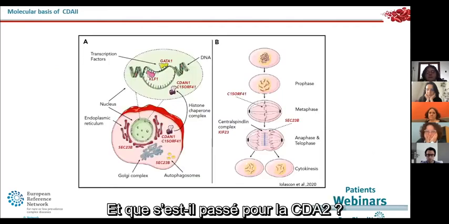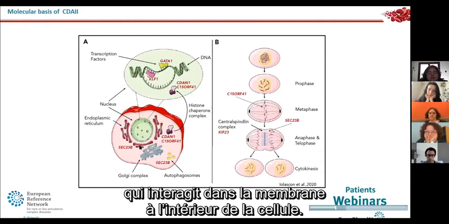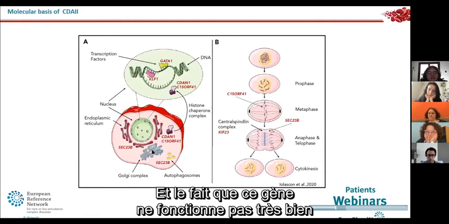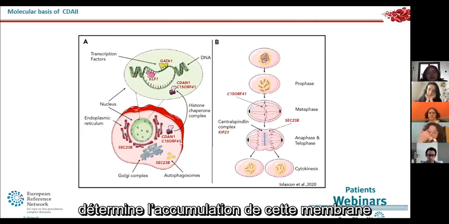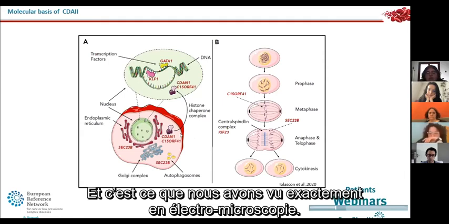And what happens in CDA II? This is very nice because SEC23B is a gene that interacts in the membrane inside the cell. This is an erythroblast. And the fact that this gene doesn't work very well determines the accumulation of this kind of membrane in the external surface. And this is what we saw exactly in electron microscopy.